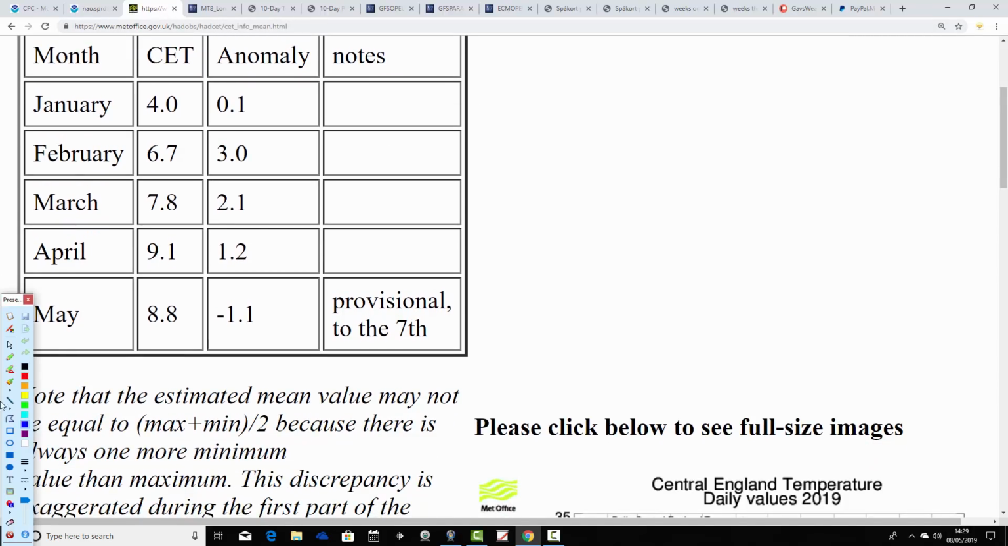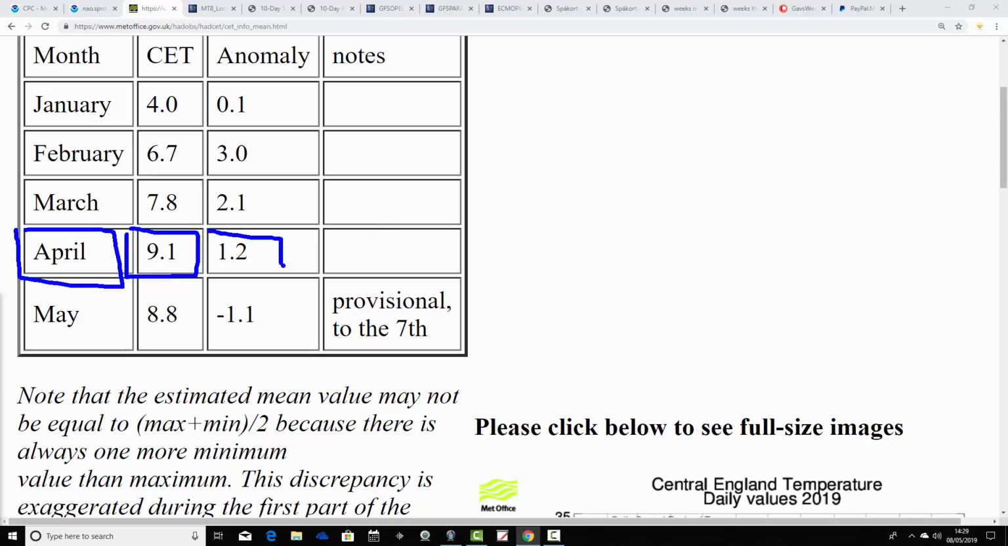So this is where April came out for the Central England Temperature for April 2019. It comes out at 9.1, which was an anomaly of 1.2 degrees above the 61 to 1990 average. So it's interesting that we've been shaving off around a degree off the anomaly since February, actually. So February came out at 6.7 with an anomaly of 3 degrees above average.